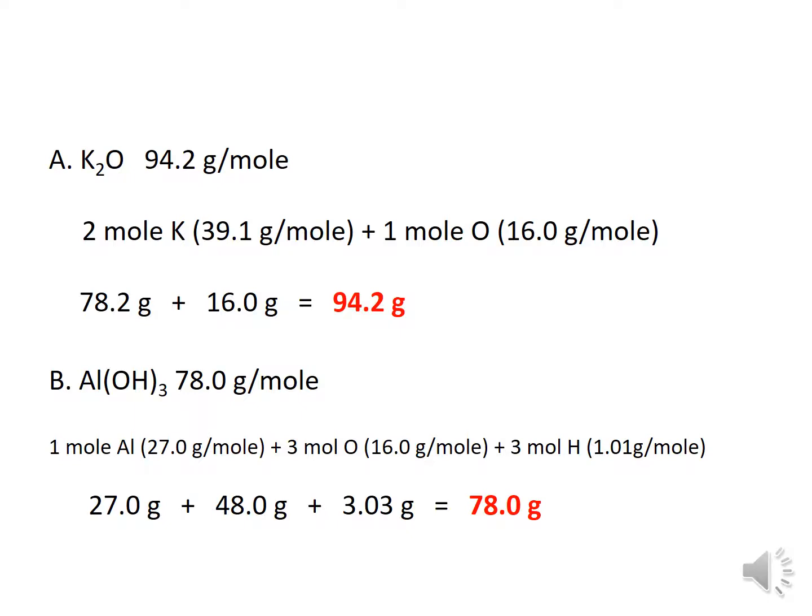here we have K2O, 2 times 39.1 is 78.2. 1 times 16 is 16, so that's a total of 94.2 grams. So a mole of K2O is 94.2 grams. Al(OH)3, a mole of that would be 78 grams. You have 1 mole of aluminum with a molar mass of 27. 3 moles of oxygen times 16 is 48. 3 moles of hydrogen times 1.01 is 3.03.